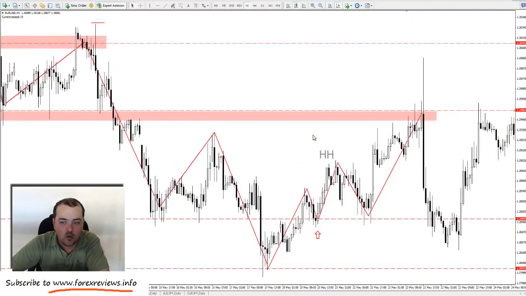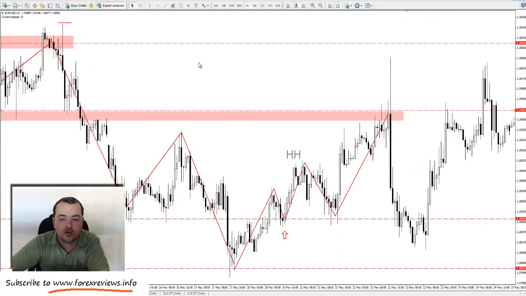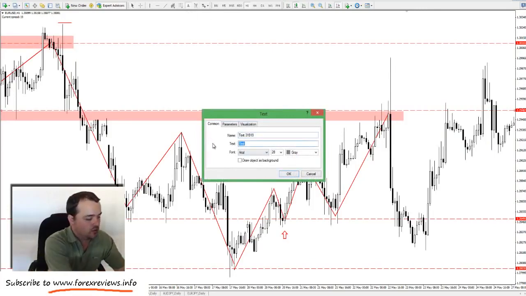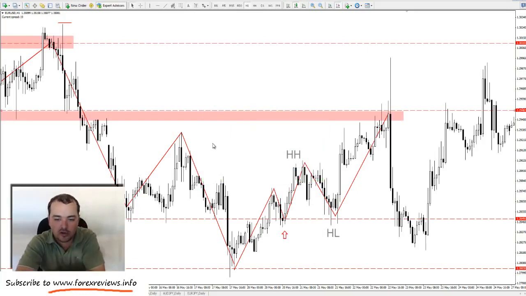And market always respects structure. Always. Okay? So, well, most of the time. Okay, so we've got a high-low area here, right?